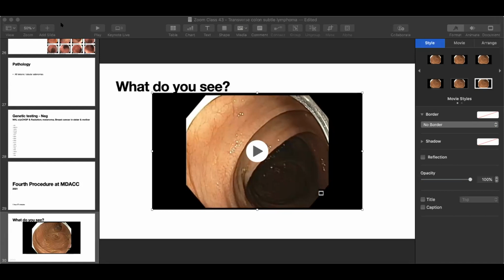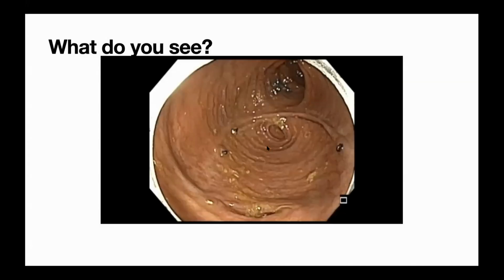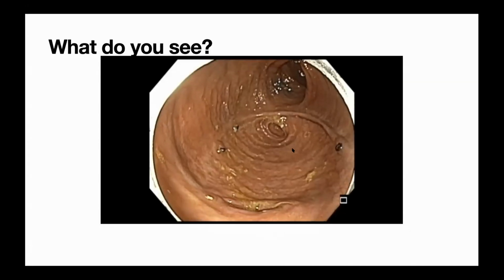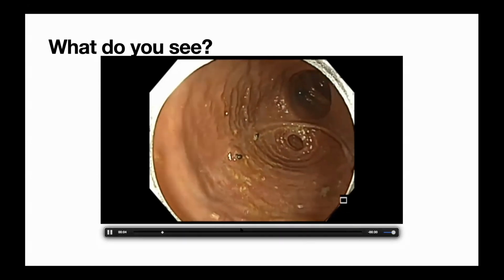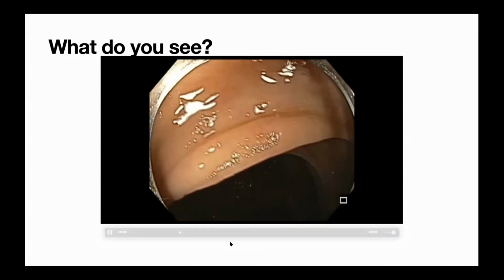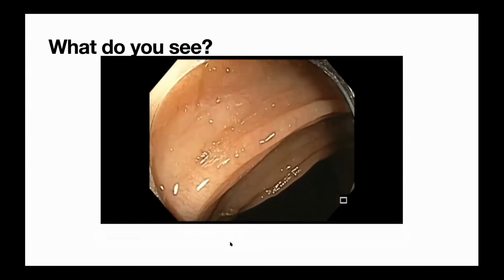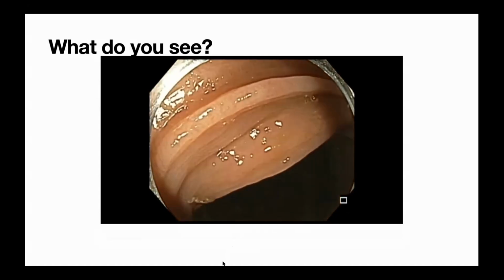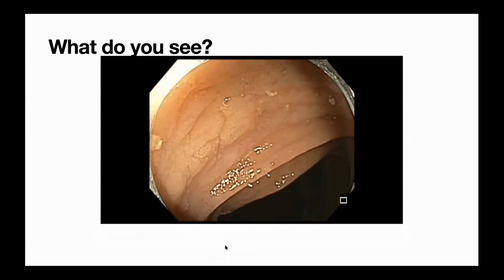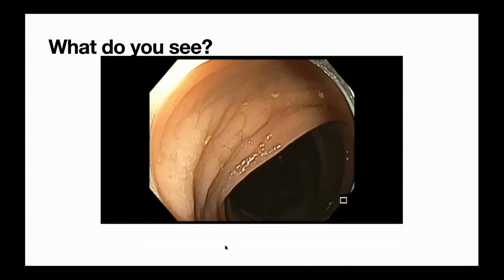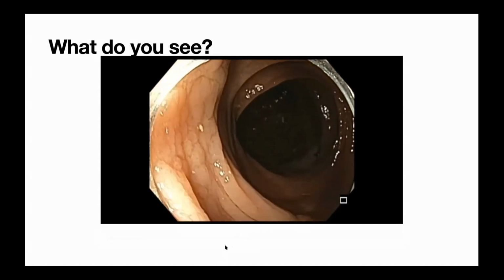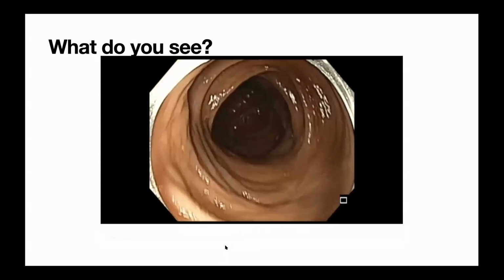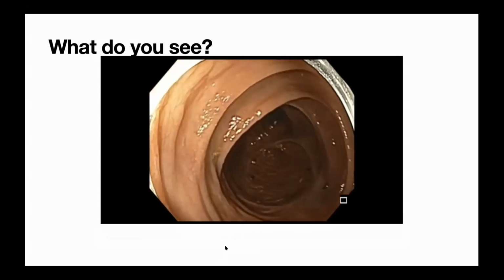So I see a large flat lesion, which is extending, maybe crossing a couple of folds. I'm not able to exactly define the borders, but it looks like a large flat lesion crossing the folds. Okay. See that? All right.